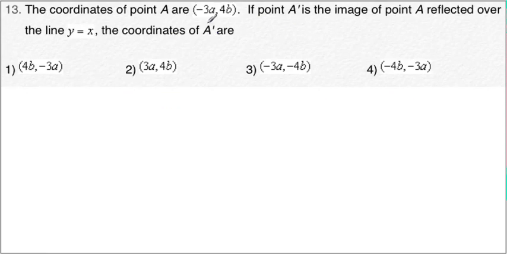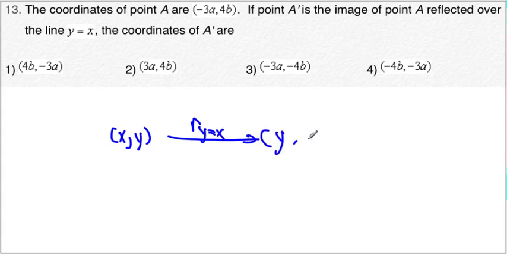Alright, so we have this point. Whenever you reflect something over y = x, what happens? If I have the point (x, y) reflecting about y = x, what's going to happen is we're going to get (y, x), meaning we will be switching up the values. So 4b now has to be in the front, and negative 3 has to be in the back. That would be choice number 1.